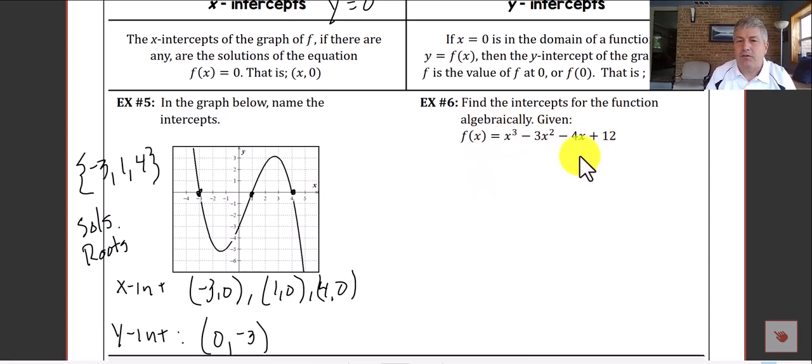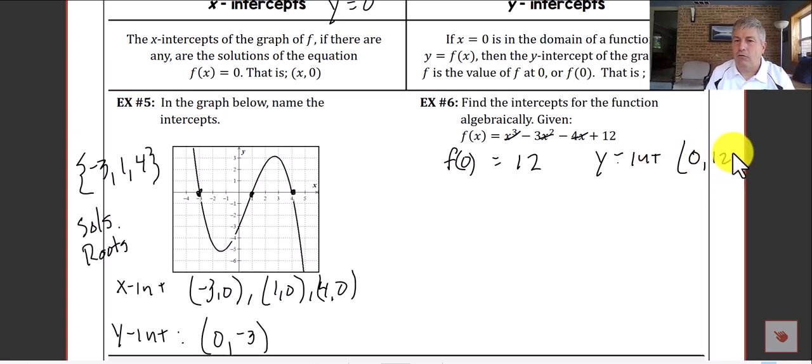The y-intercept is going to be easy. That is going to be f of 0. When we put 0 in, all those terms drop out, and that's 12. So our y-intercept, we can really eyeball that, and that's just going to be at (0, 12), or the constant of our function.